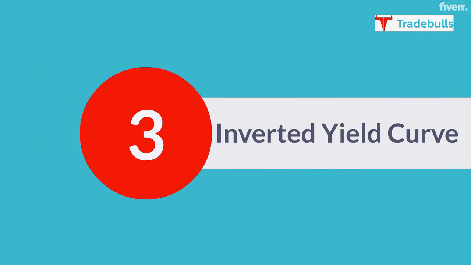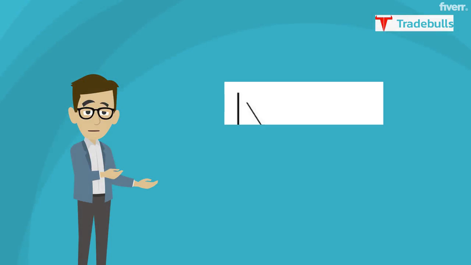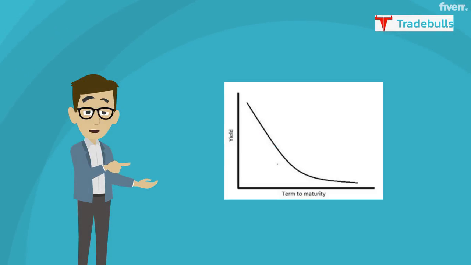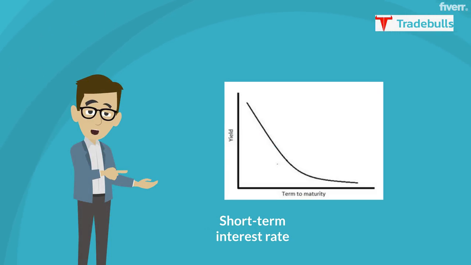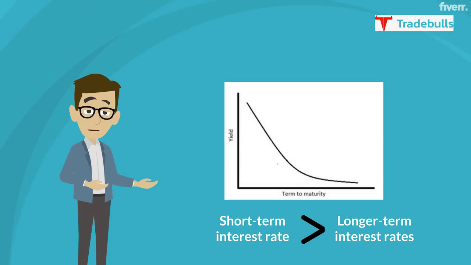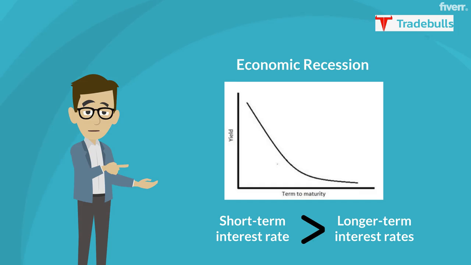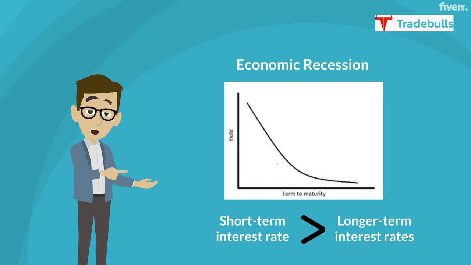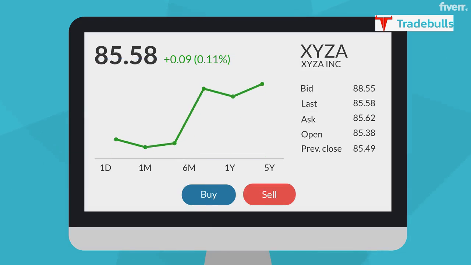3. Inverted yield curve. In this type of yield curve, the slope is downwards. The short-term interest rate exceeds the longer-term interest rates. This type of yield curve predicts an economic recession; in this, the longer-term yields are lower as compared to the shorter-term bond yields. Investors seeking safe investments tend to purchase longer-dated bond securities.